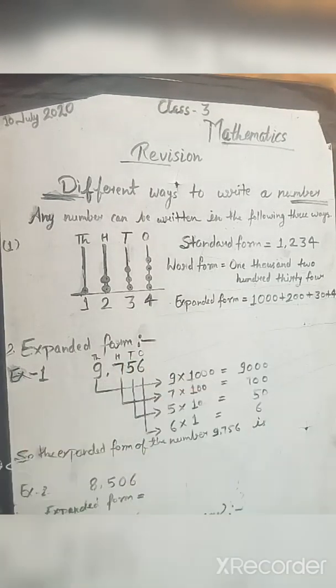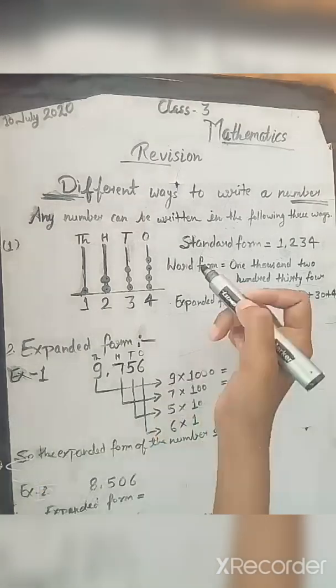So according to it, here is 1234. Okay, so my dear students, now this is how we can write any number. So number first, standard form.